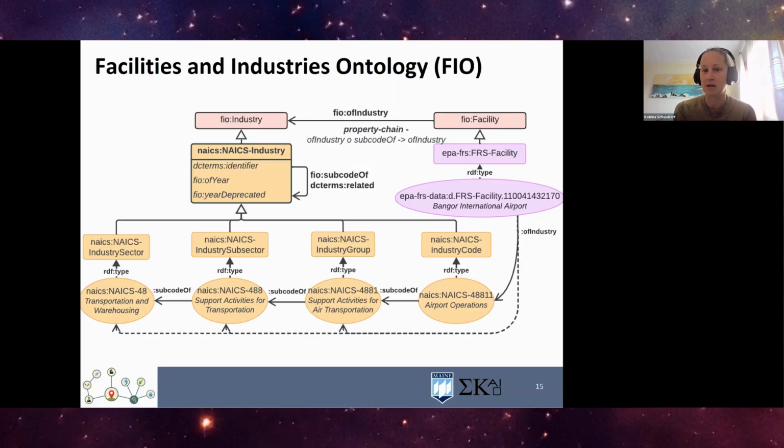So we have an international airport, which has a specific industry code on the right-hand side there of 48811, airport operations. Through our ontology and the property chain that we've added, each of the higher levels of industry group, industry subsector, and industry sector are also inferred. So you can query the industry by any level of specificity about what type of activity is occurring there. And really the goal of this graph is to highlight where activity is happening of a particular type.